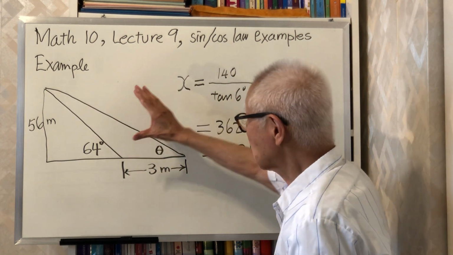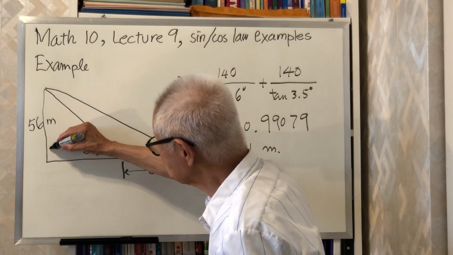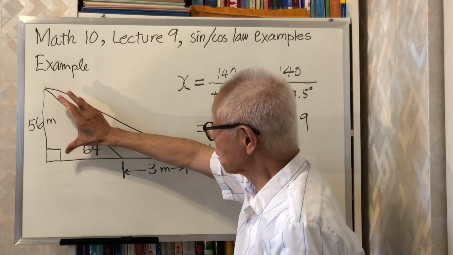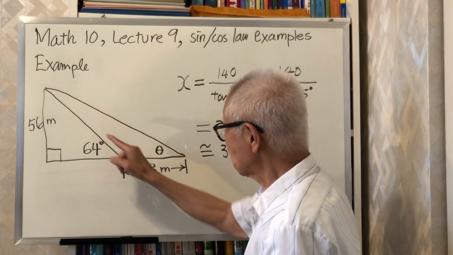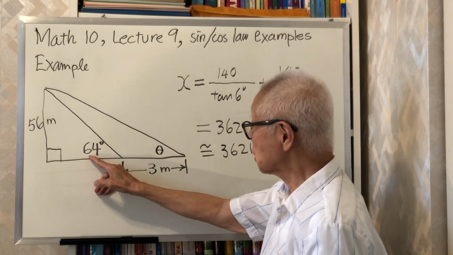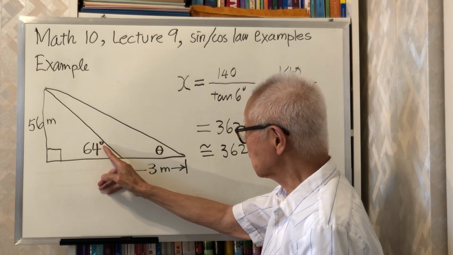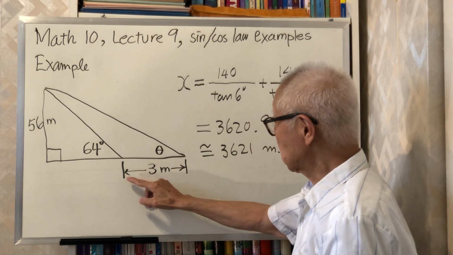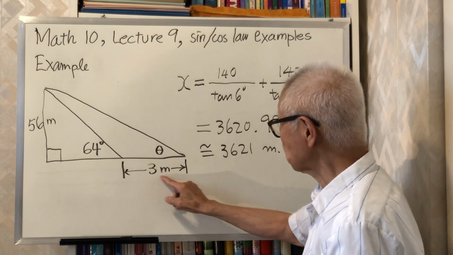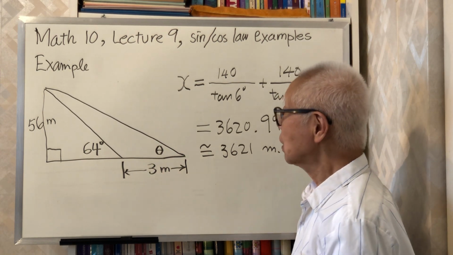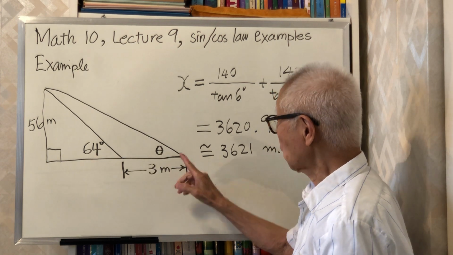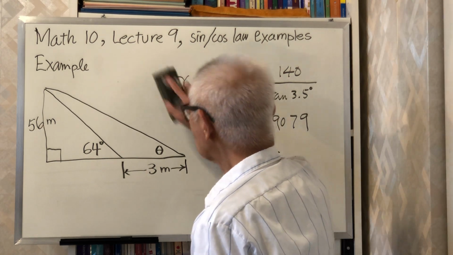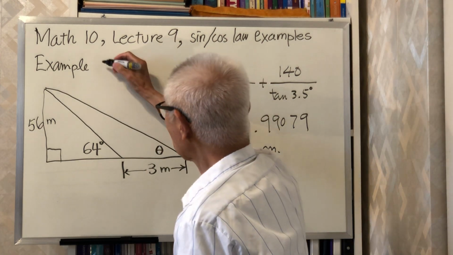Example 3. This is 90 degrees. This side is given as 56 meters. This angle is 64 degrees. This angle is what we want to find. And from this point to this point is 3 meters, which is given. So that's the question. We want to find theta. This is example 3.